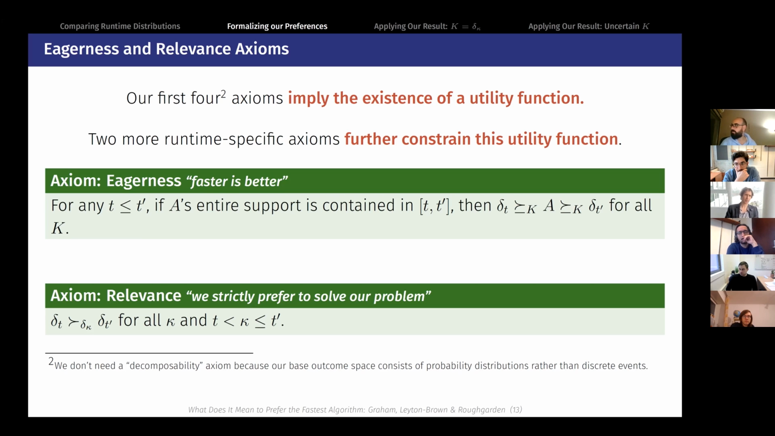And my last axiom, relevance, just says, I'm running this algorithm for a reason. I actually want the answer. I'm not indifferent between solving my problem and not solving my problem. That's why I'm doing this whole thing. So this is my only axiom about strict preference.